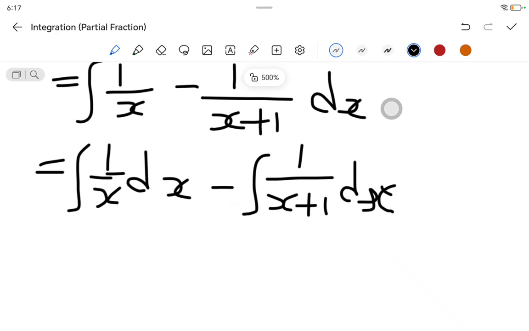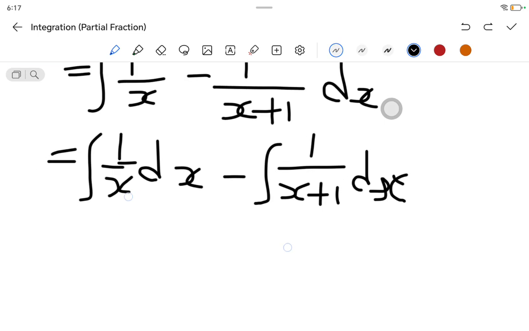Now, we ask ourselves this. Remember this one, whenever it becomes x plus something or 2x plus something in the denominator, you must ask yourself this question: if I take this and derive it, am I going to get 1? If you get 1, then you are fine. You don't have to think about anything else, right?